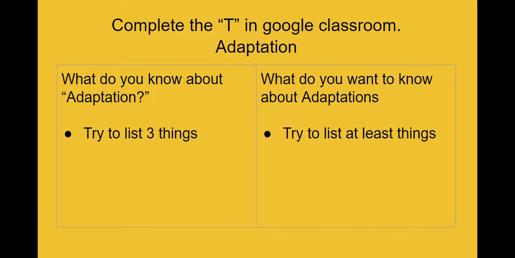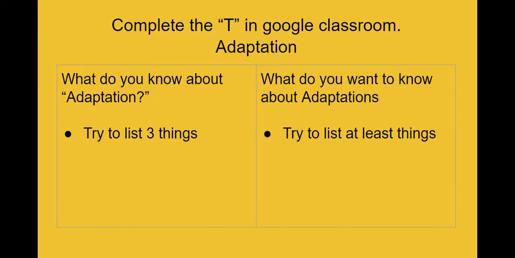3 things you know about adaptation, okay? Don't look it up in Google. We want you to try and put on prior knowledge. If you don't know 3 things, but you know 1, give me a good solid 1. But I want you to try for 3.